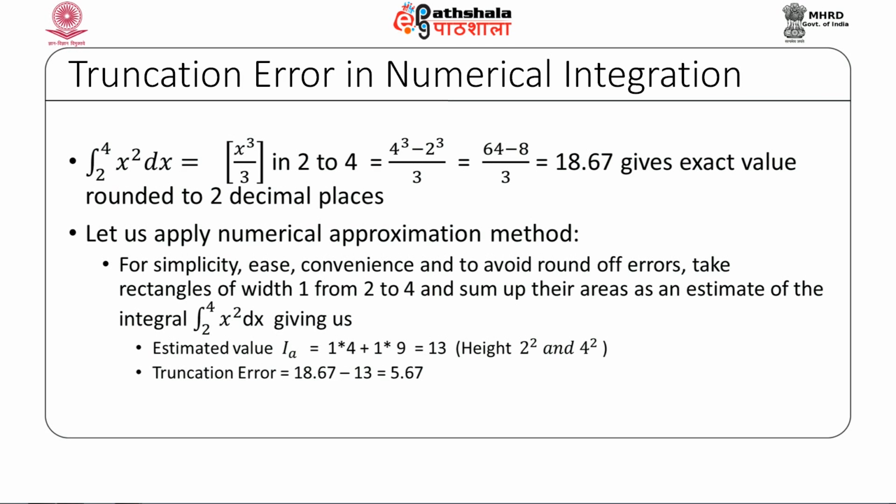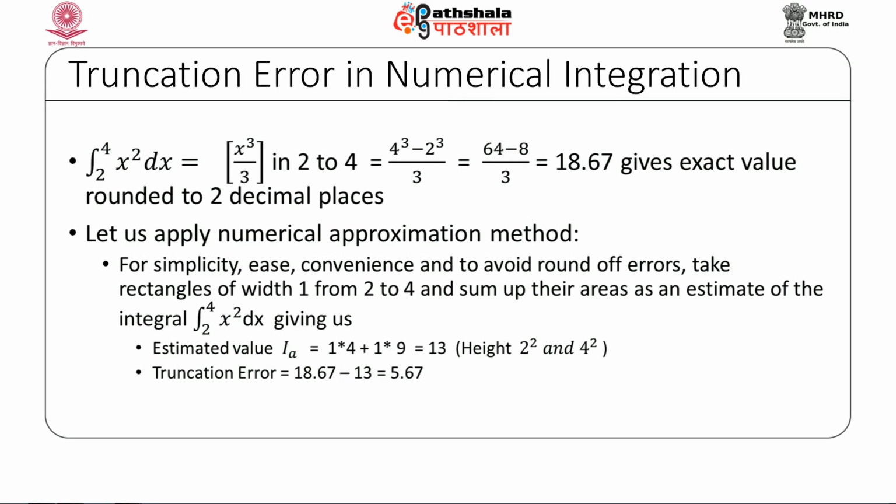For illustration, let us take an example. Again, we have taken a very simple example so that the ideas become clear. Let us take the function f(x) equal to x square, and we are integrating it from 2 to 4. The integral of x square is x cube by 3, we know it. So, (4 cube minus 2 cube) by 3, that is (64 minus 8) by 3. The answer is 18.6666 and so on, so 18.67 is the answer correct to 2 decimal places. We know the exact answer here.